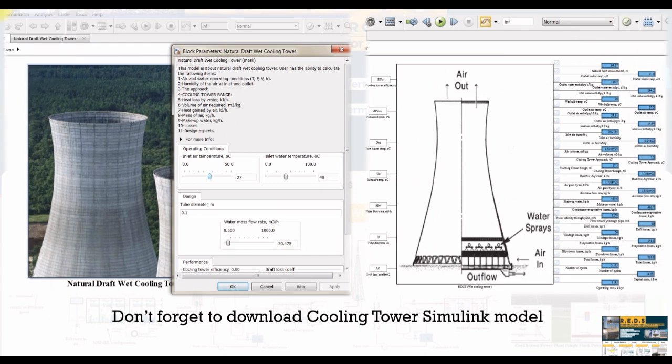Finally, don't forget to download the cooling tower Simulink model. It's quite an interesting model. It's about the design of the cooling tower, regarding the control of some operating conditions, such as water temperatures.